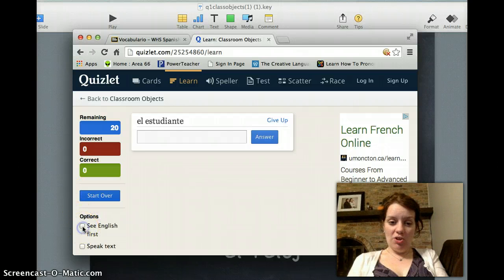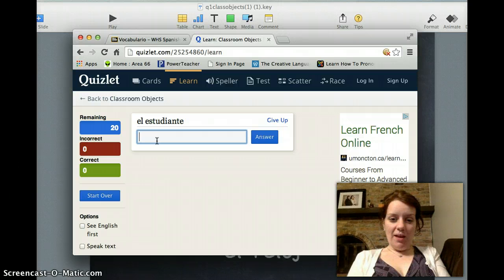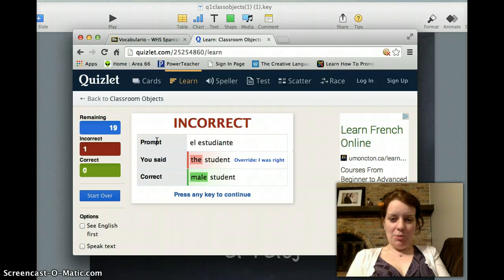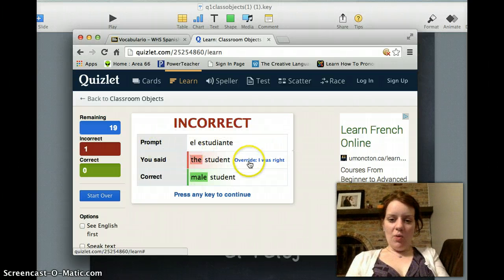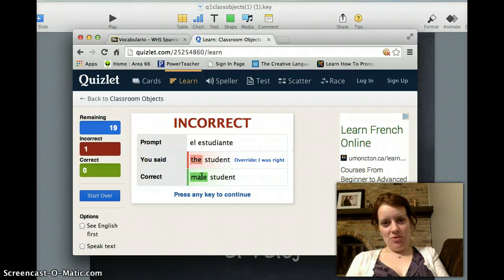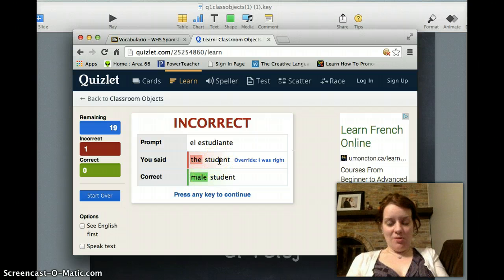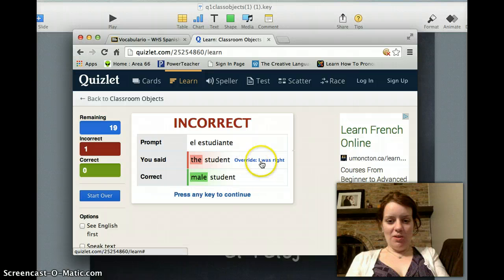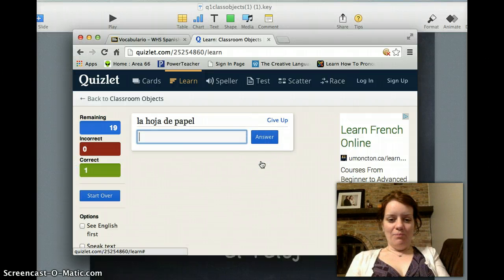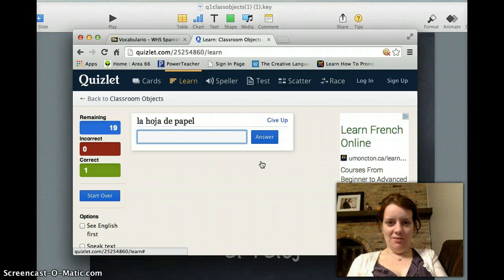Again, it's more challenging. So, el estudiante, I'm going to write the student. I'm going to see what it does because it's particular. What it wanted was for me to say male student because la estudiante is a female student. But I knew the word meant student, so if this happens, you can say override and say you got it right. You can kind of contest that it counted it wrong. So just be aware of that.